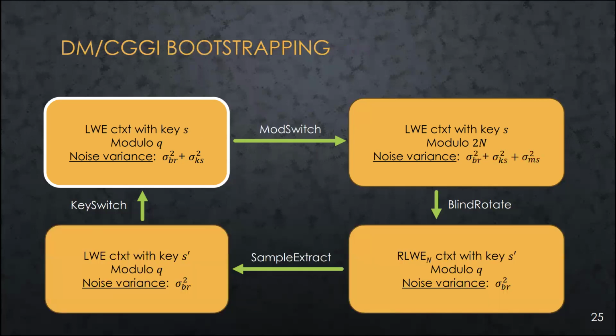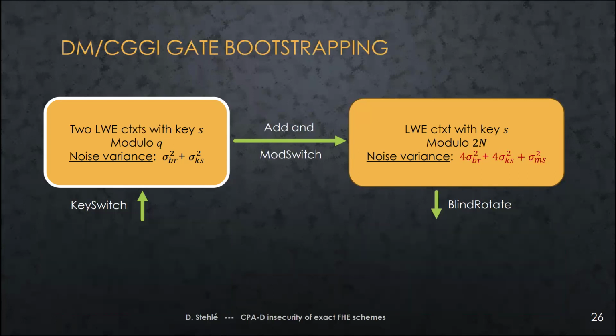Just bootstrapping like this is not very interesting, because we take a ciphertext and we output another ciphertext with a similar noise for the same underlying plaintext bit. What's interesting in DM/CGGI is that you can evaluate a gate at the same time as you bootstrap. When you do this, you have to add two ciphertexts at some stage, and usually this is done at the mod switch step. So instead of having one LWE ciphertext, you take two LWE ciphertexts, you add them up, and then you do the blind rotate.